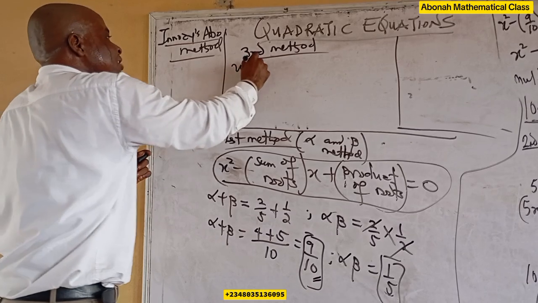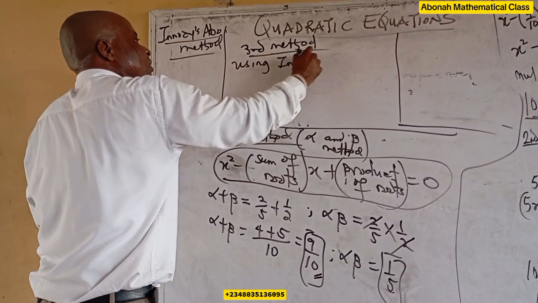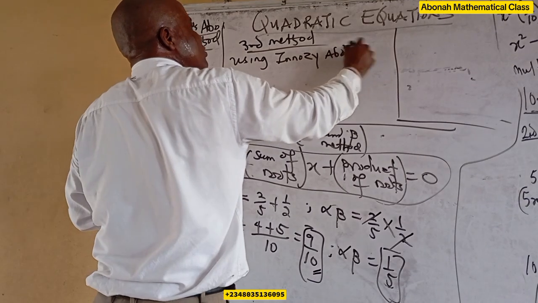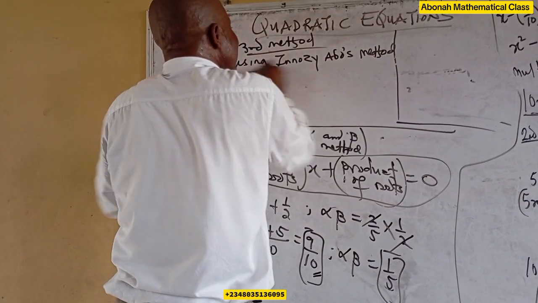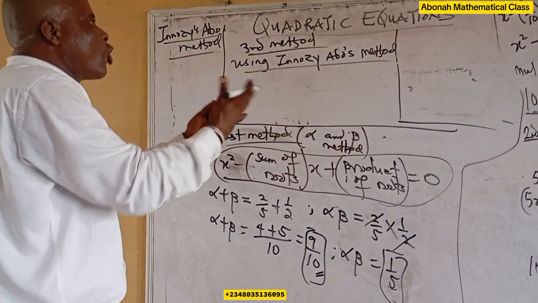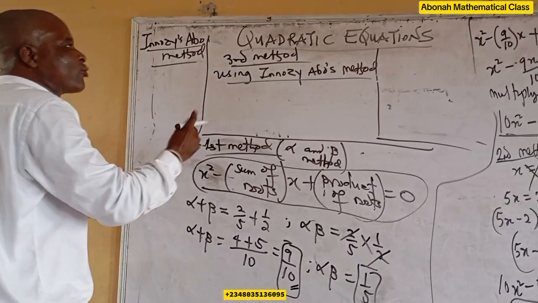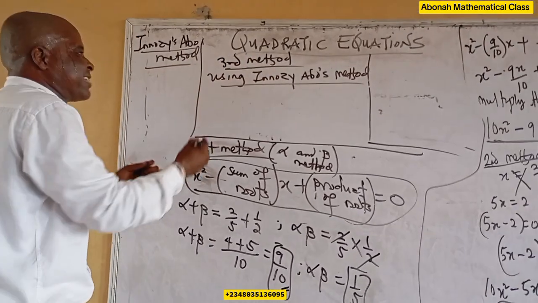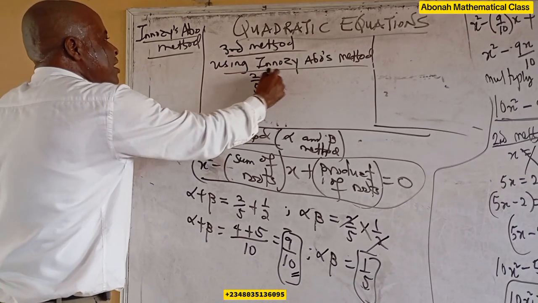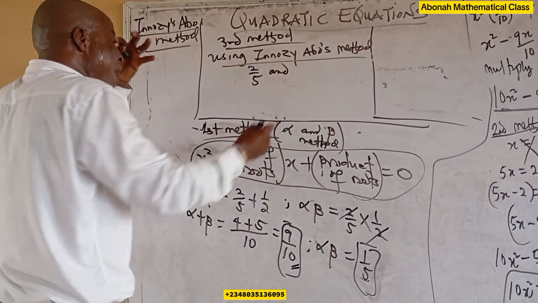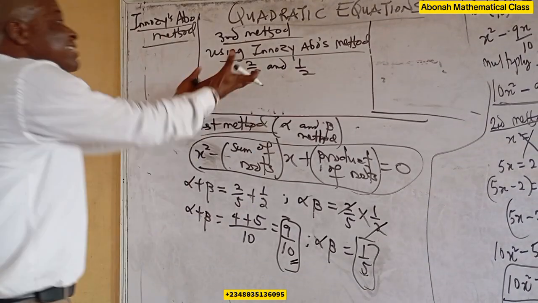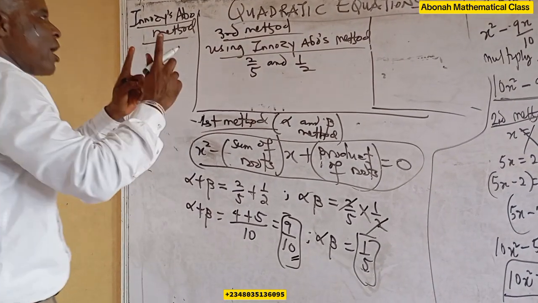Okay, using Innozy Abo's method, I was very lucky by God's intervention for favoring me with this method. It's not found anywhere. I generated it myself by the grace of God. 2 over 5 and 1 over 2. These are the solutions given to us. Look at what I did.